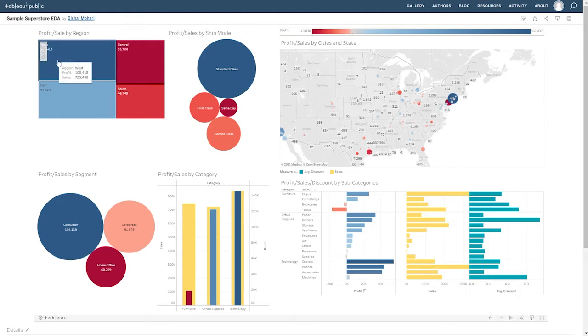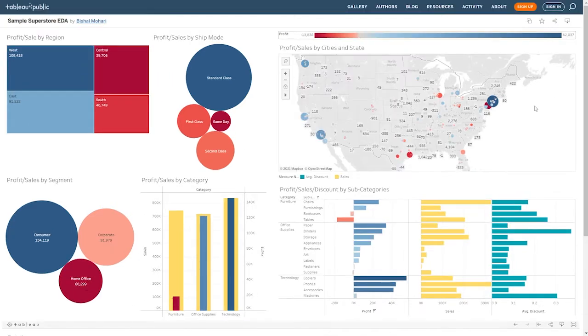So here we can see west region has the biggest amount of profit and our central region has the least amount of profit, where west region is running at a profit of 1,08,000 and our central region is running at a very small profit of 39,000. Now, similarly, we can see in profit or sales by ship mode, where standard class is the biggest amount of sales and profit as well, whereas same day has the least amount of sales and profit as well. In our profit or sales by segment class, we can see consumer having the biggest amount of sales and profit, whereas home office has the smallest amount of sales as well as profit.